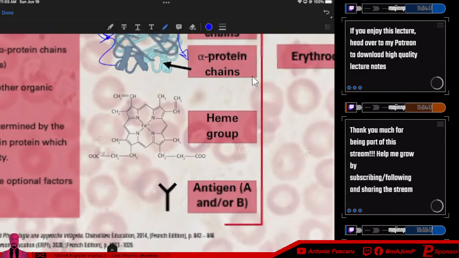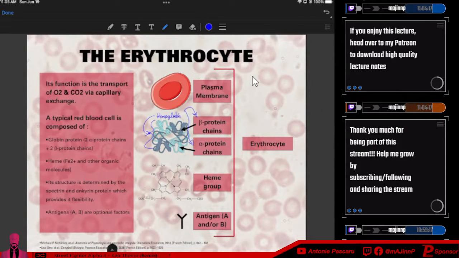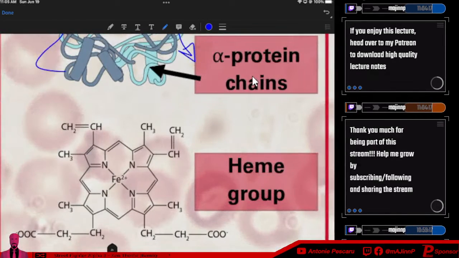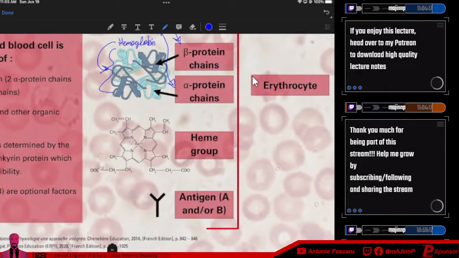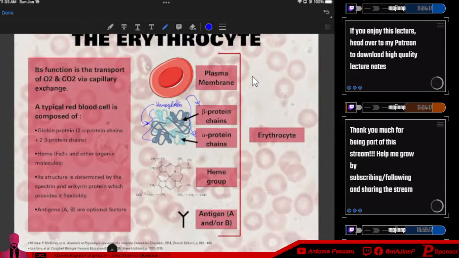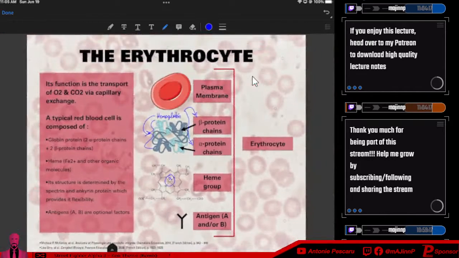And the heme group, that's the most important part. That's where the oxygen binds. The oxygen is always going to bind to the iron that is in the middle of the heme group. And you have its composition over here. I'm not going to go into much detail. This is not really a chemistry video. But the oxygen, the O2, is always going to be attached at the middle of this heme group.